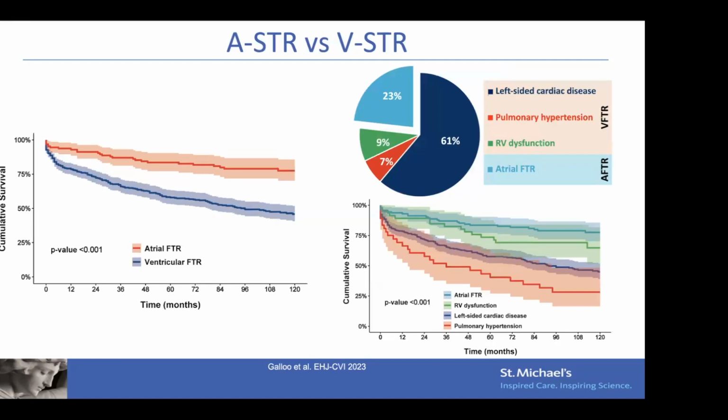So it's not only important from, I would say, a diagnostic standpoint to make a difference between, for instance, the different types of functional TR, atrial versus ventricular, but it also impacts patient prognosis, because we know that ventricular FTR actually carries worse prognosis than atrial functional TR. And within ventricular functional TR, there's also a further distinction, with patients who have pulmonary hypertension having worse survival compared, for instance, to patients with isolated RV dysfunction.